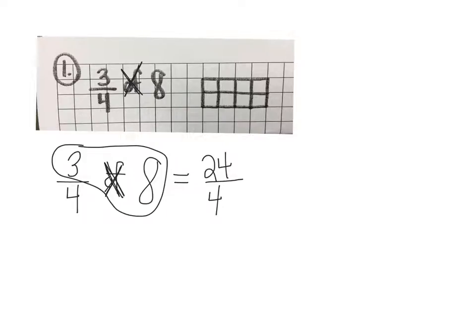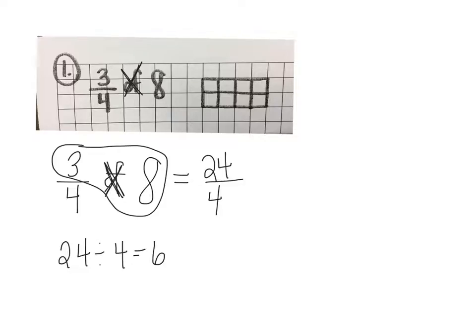Now I'm not going to leave this as an improper fraction, and so my last step is going to be to divide 24 divided by 4, and that gives me an answer of 6. And so 3/4 of 8 is 6.